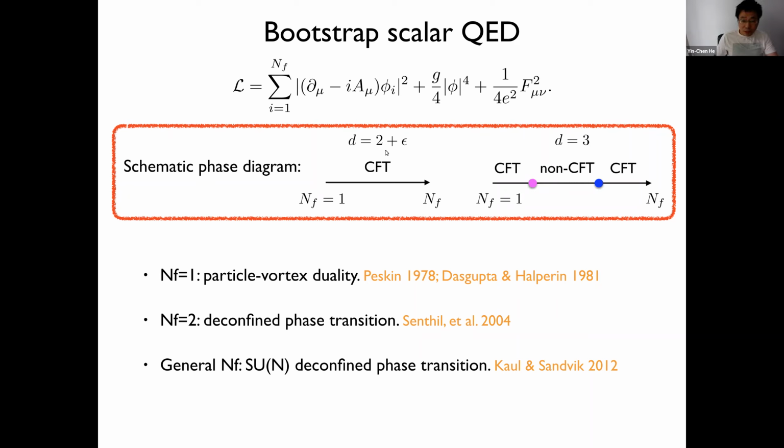Okay, so this scalar QED has some interesting applications in condensed matter contexts. For example, when NF equals 1, this theory is dual to the O(2) Wilson-Fisher fixed point, and this duality is sometimes called particle-vortex duality. That's why here I draw a phase diagram saying that it's safety for NF equals 1. And for NF equals 2, as I said, it's the deconfined phase transition.